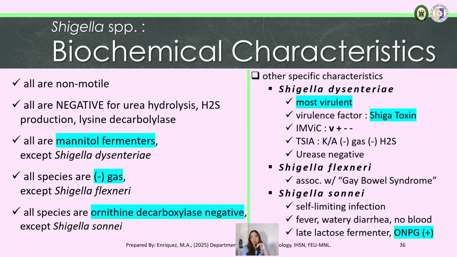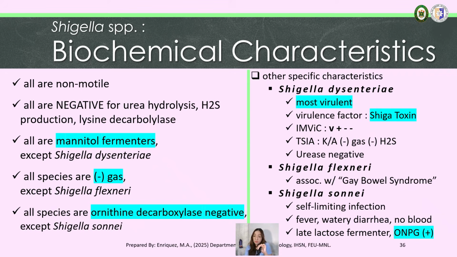Now, on the second column, there are other specific characteristics per species. So first up is Shigella dysenteriae. This is the most virulent out of all of them and is mainly responsible for causing bacillary dysentery. Okay, so ito rin po yung nagpo-produce ng Shiga toxin, and here is a list of their biochemical test results.